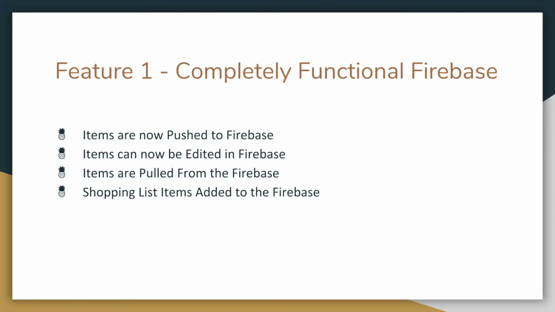For the first feature, this basically means we are able to push stuff directly to the Firebase, and we can edit stuff from the Firebase. We are also able to pull stuff from the Firebase. Generically, everything Firebase related, we got you. The shopping list items are now also added to the Firebase. Before, it was just our inventory list of items that were in the Firebase.